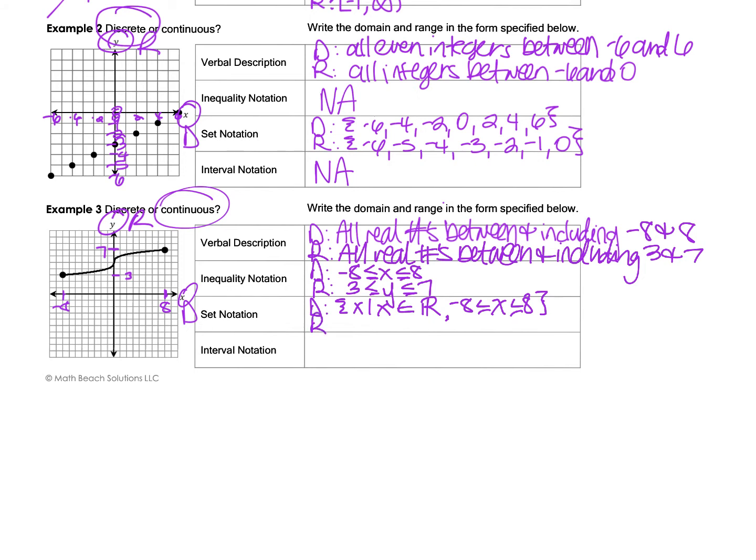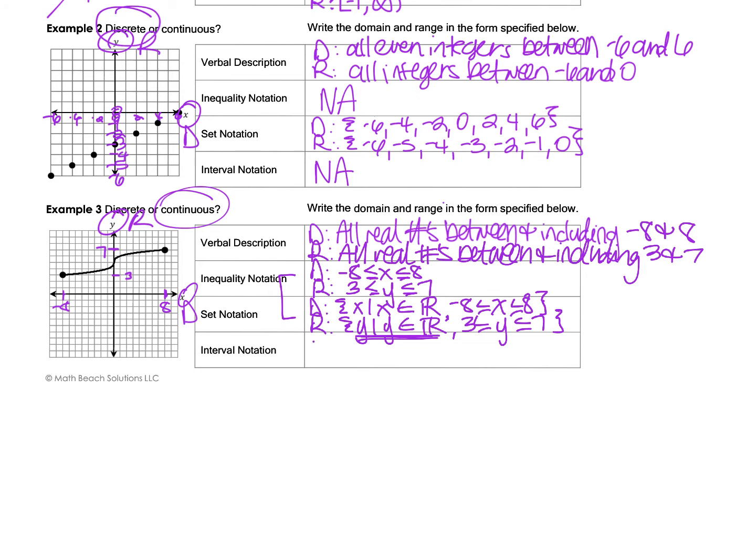Looking at the range, so we're going to have our curly bracket, the y, the set of all y's is, and then y is the element of all real numbers. And then our y values are between 3 and 7. So notice that these two are very similar. The only difference is this notation here. So don't let that confuse you. You just need to know how to write it for set notation.